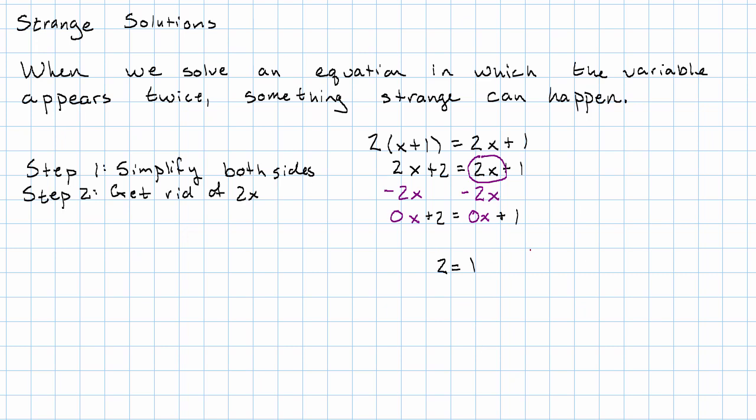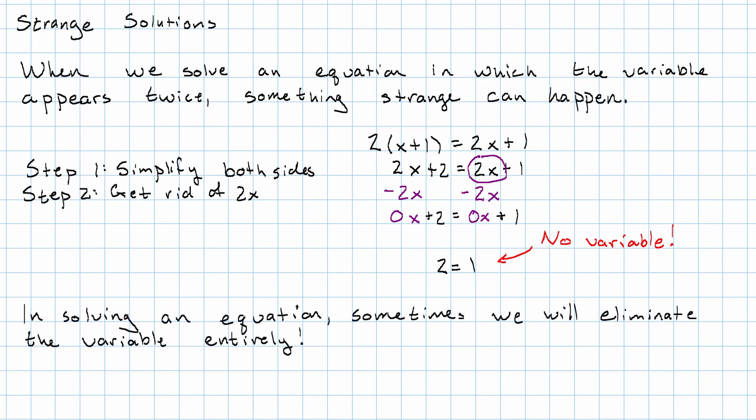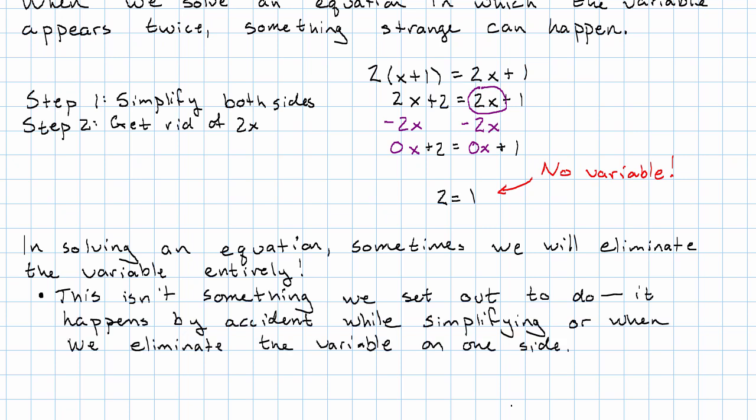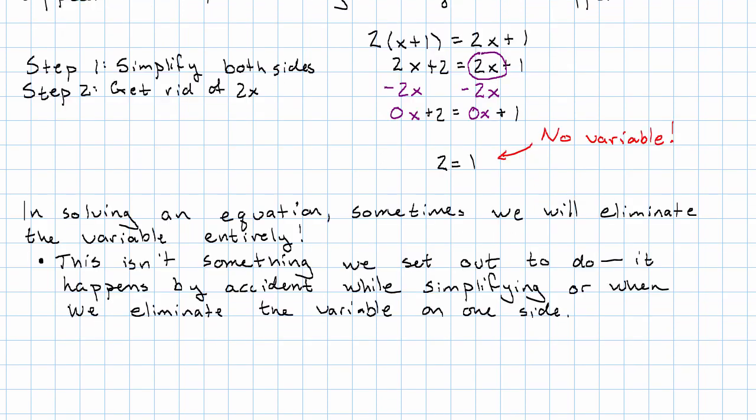What's strange? This contains no variable. This is something that happens occasionally in solving an equation. Sometimes as we solve an equation, we'll eliminate the variable entirely. Now keep in mind, this isn't something that we set out to do. It's something that may happen by accident, either while we're simplifying or when we eliminate the variable on one side.